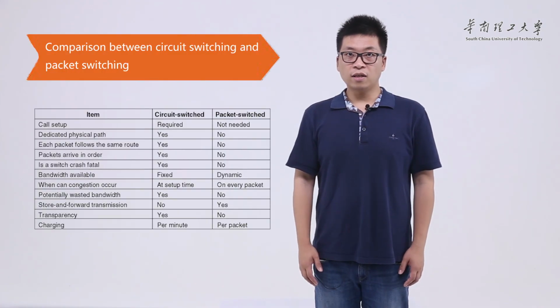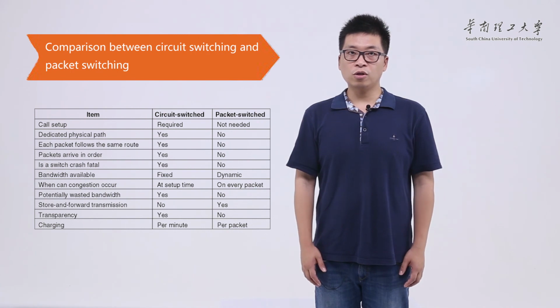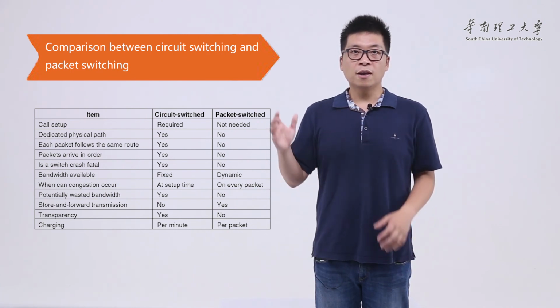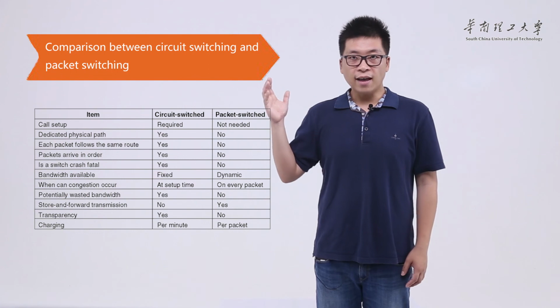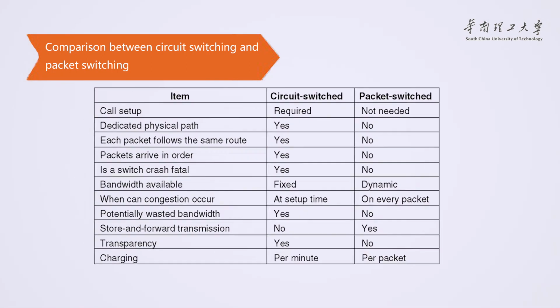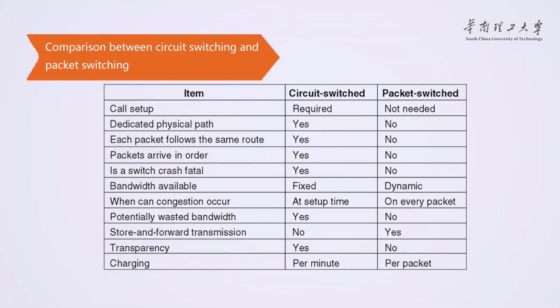In the end of the introduction to switching, we do a comparison between circuit switching and packet switching. It is a thoroughgoing comparison, including call setup, physical paths, routing, bandwidth, congestion, charging, and so on. That's it for this section.